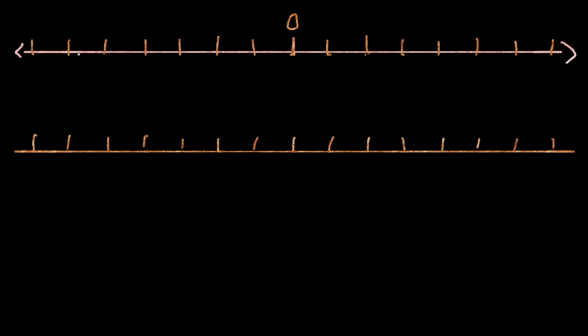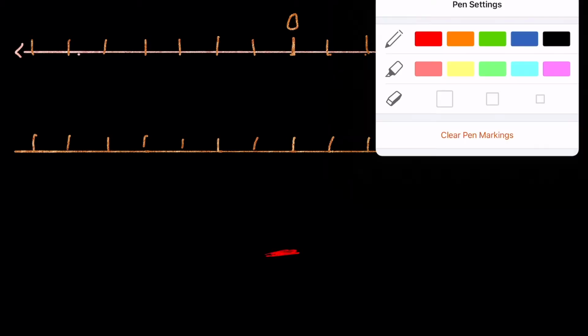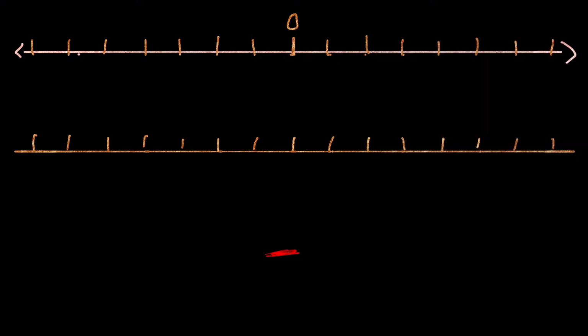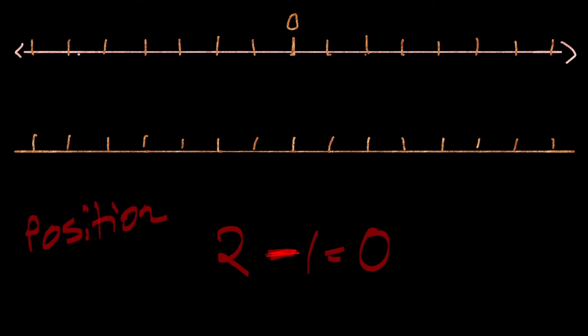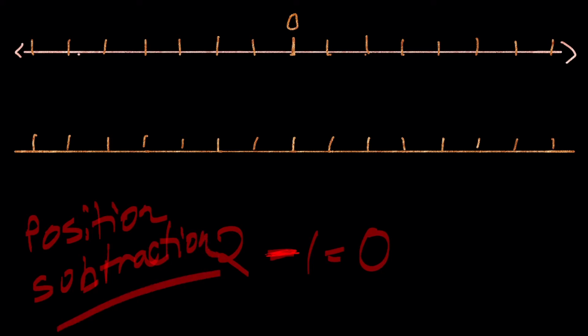Okay, so when we're thinking of the minus sign here, the minus sign can actually mean two things. It could mean that I'm subtracting two numbers, 2 minus 1 equals 1, or it can mean a position on the number line. So it can mean position, or it can mean subtraction. All right, so it can mean one of those two things.